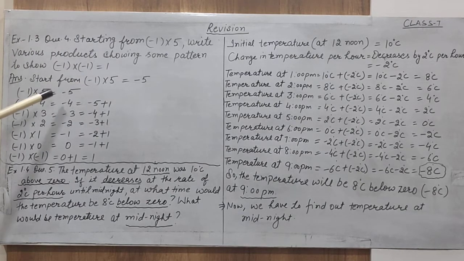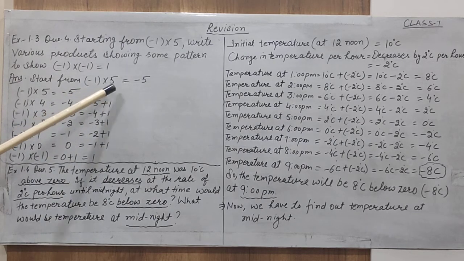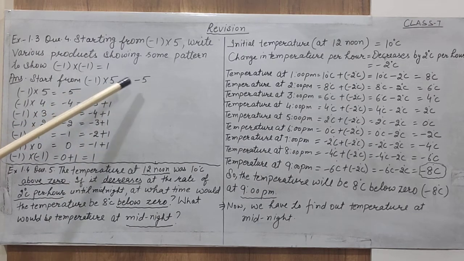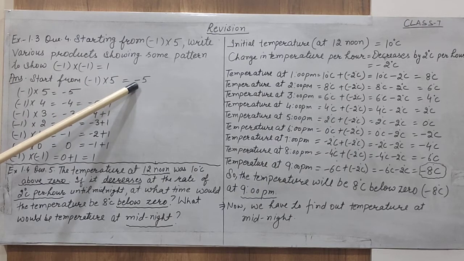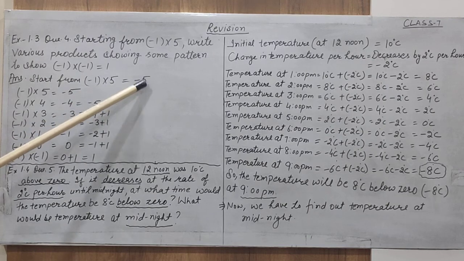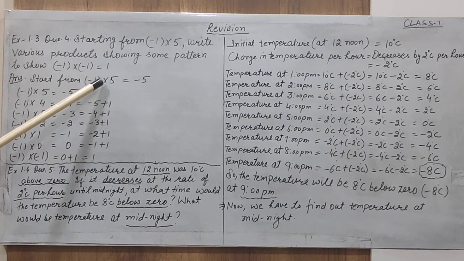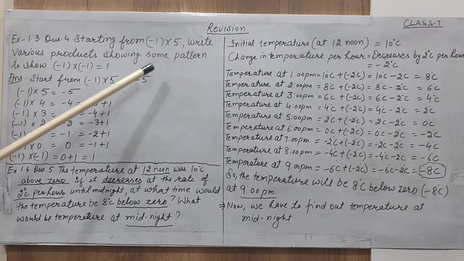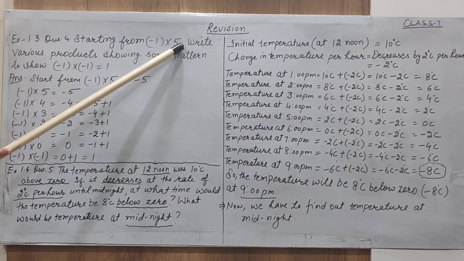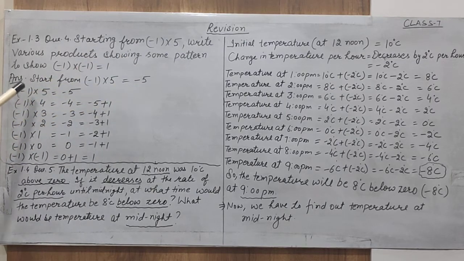We have to start from minus 1 multiplied with 5. What is the result? When a negative integer is multiplied with a positive integer, the result is a negative integer. Now when 1 is multiplied with 5, the result is 5, because 1 is the multiplicative identity. So the result is minus 5. So the result of the first term, the starting term, is minus 5. Alright, let us understand the second term.